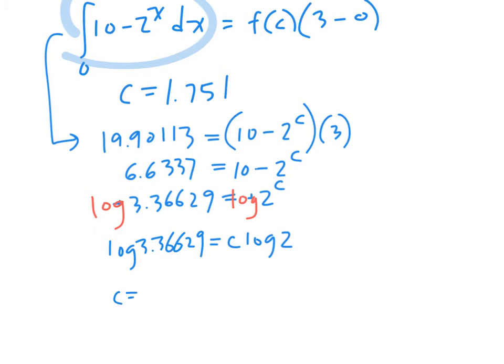So c is equal to log 3.36629 divided by log 2. Can you change the base on your calculator? Yes, if you can change the base, then yes. Since you have a calculator, just do that. We can just plug it into our calculator, right? Okay. All right, next.